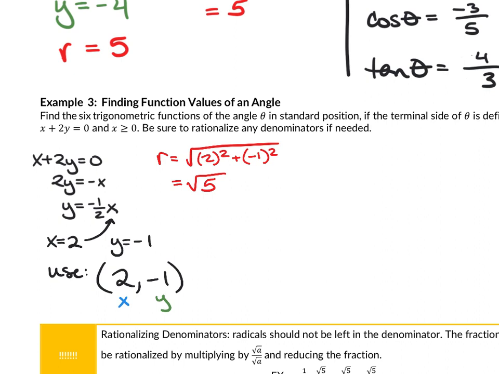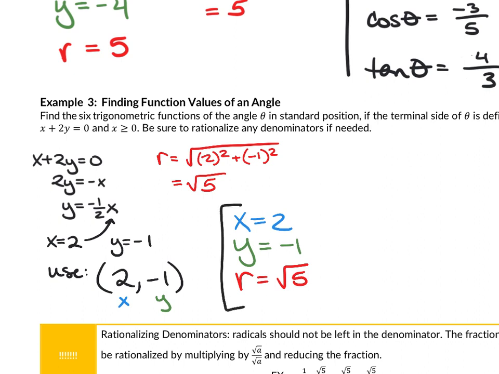So I have the following information. I have that x is equal to 2, y is equal to negative 1, and r is equal to square root 5. We're going to be able to use this information to find all 6 trig functions now that we've determined what the coordinate point and the radius is.